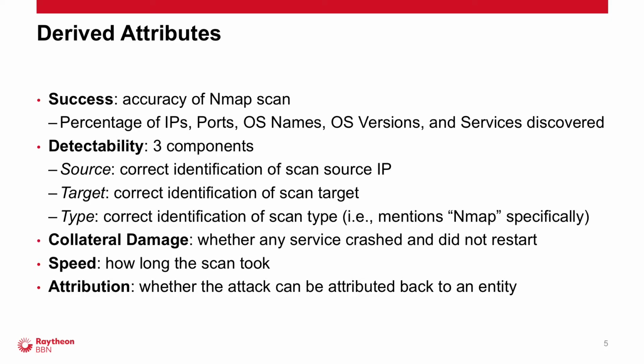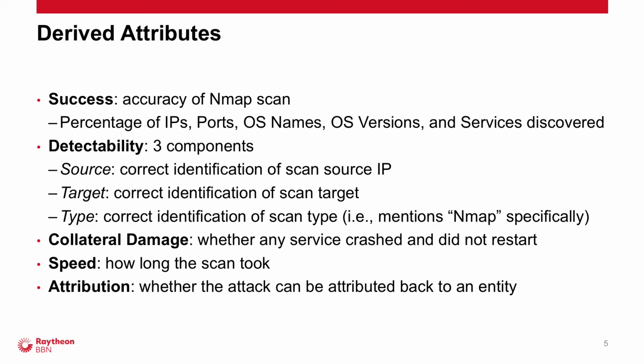These are the final derived attributes or metrics that we compute, and these are based on other intermediate metrics which are also computed by the pipeline. So success you can see is based on the percentage of IPs, ports, OS names, OS versions, etc. In addition to having a value for success, we also have a value for percentage of IPs, percentage of ports, etc. And then that gets rolled up into the success derived attribute.